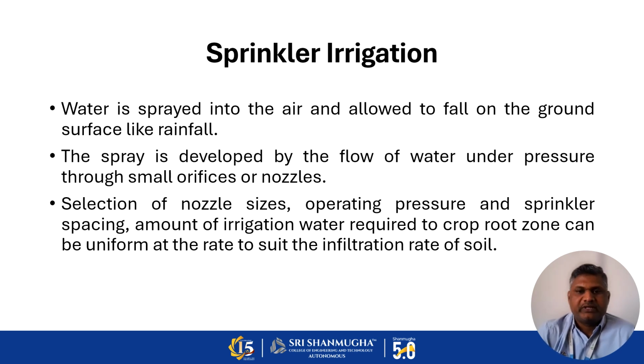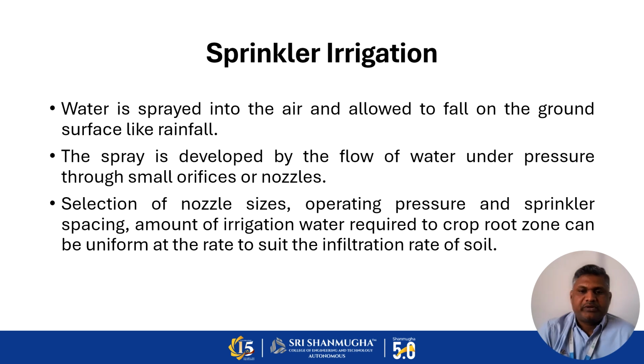The spray is developed by the flow of water under pressure through small orifices or nozzles. The selection of nozzle sizes, operating pressure, and sprinkler spacing should ensure that the amount of irrigation water required in the crop root zone is applied uniformly, at a rate suited to the infiltration rate of the soil. So here also the nozzles are selected based on the type of soil, as in the drip irrigation system. Since the water is applied on the soil, the infiltration rate and hydraulic conductivity may vary depending upon the soil texture and structure.